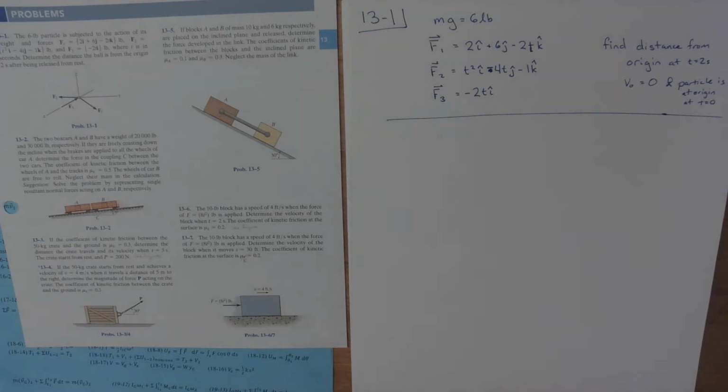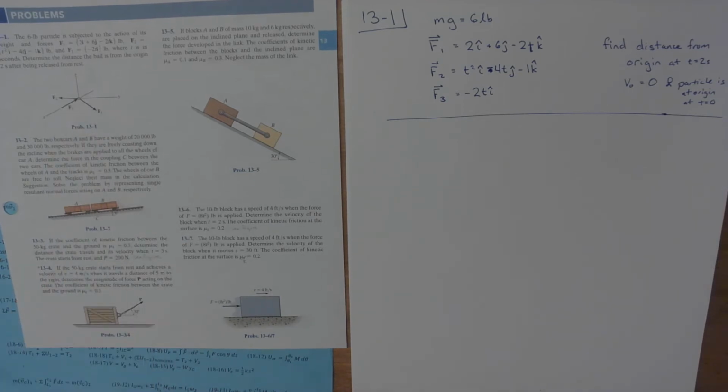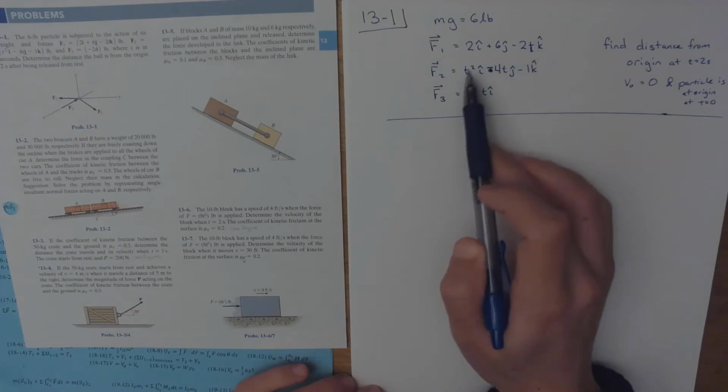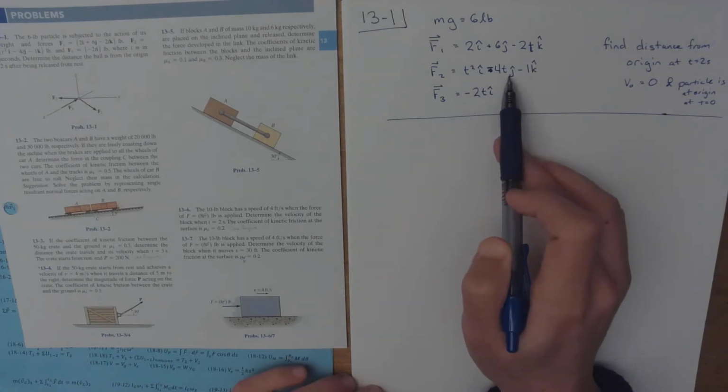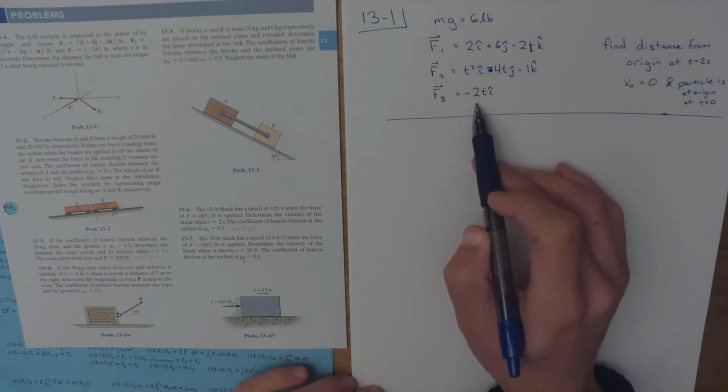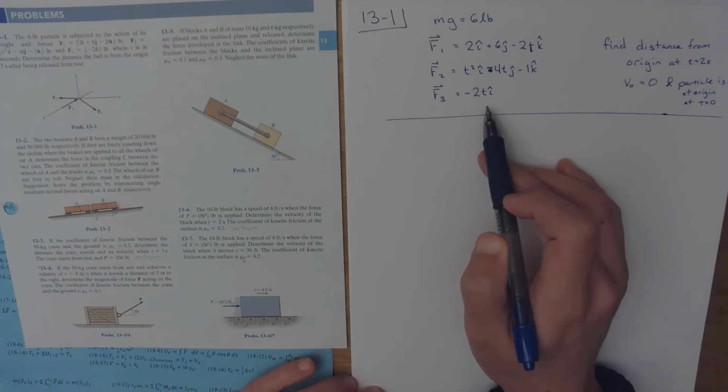This is problem 1 from chapter 13. The 6-pound particle is subjected to the action of its weight and forces F1, which is 2i hat plus 6j hat minus 2k hat, F2, which is t squared i hat minus 4t j hat minus 1k hat, and F3, which is minus 2t i hat. All three forces are in pounds, where t is in seconds. Determine the distance the ball is from the origin 2 seconds after being released from rest.